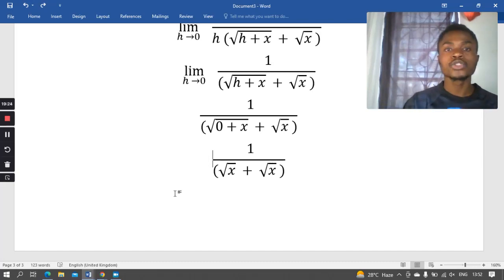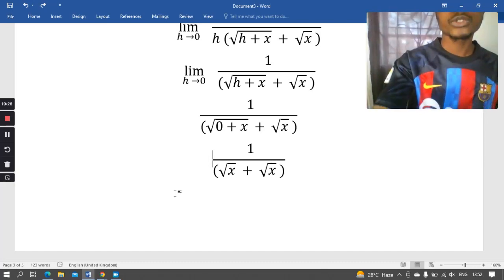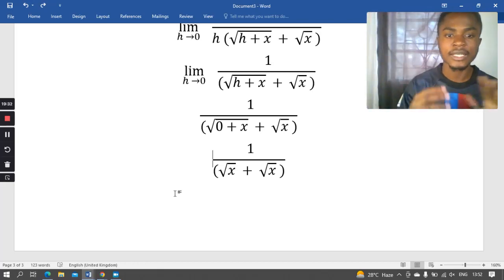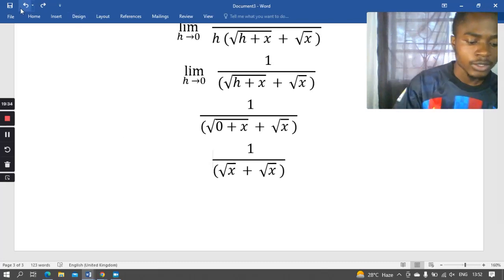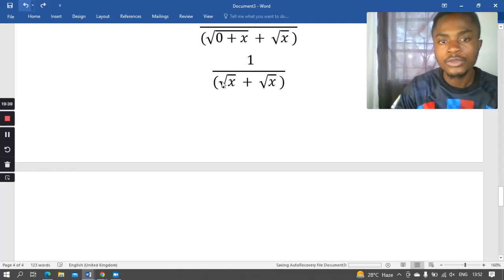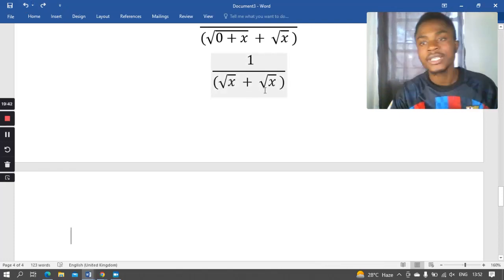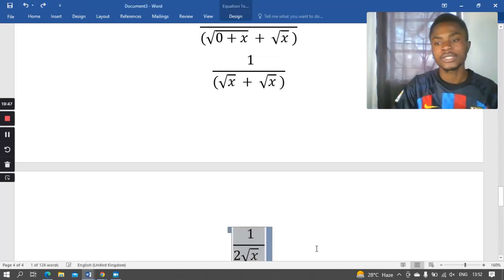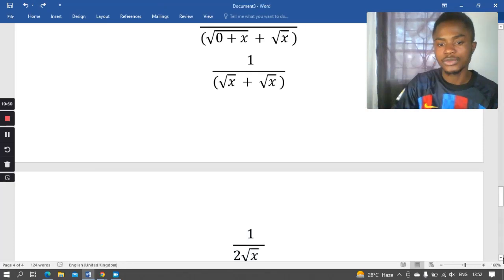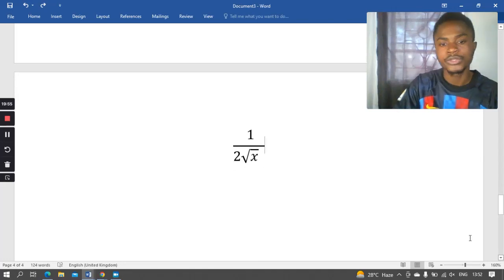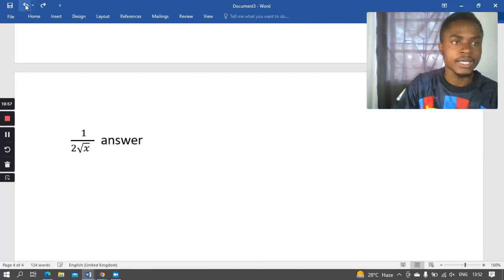So that means 0 plus x is just x. Let me quickly work it out. Square root x plus square root x is just 2 square root x. So this is our answer when we differentiate that expression. That's our answer, guys.